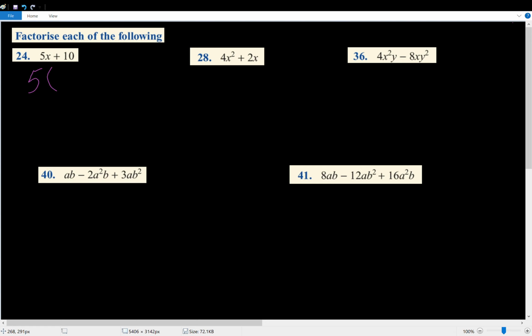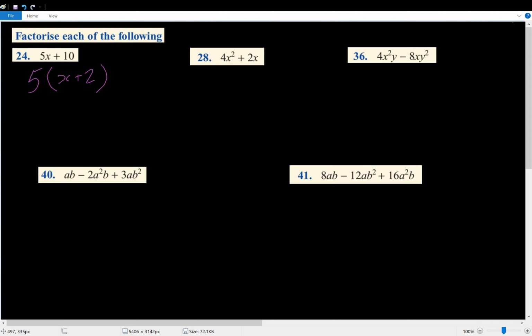And then inside of our brackets, we're going to put what we would get if we divided each of these terms by the highest common factor. So 5x divided by 5 is just x, and 10 divided by 5 is 2. So we just get 5(x + 2). And that's it. That's it factorized.